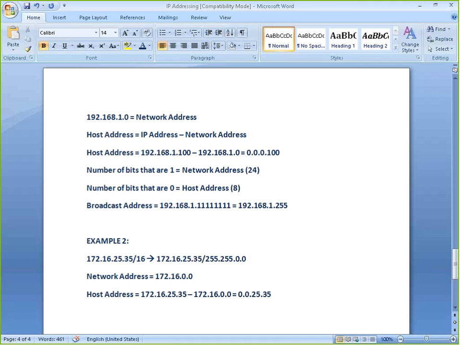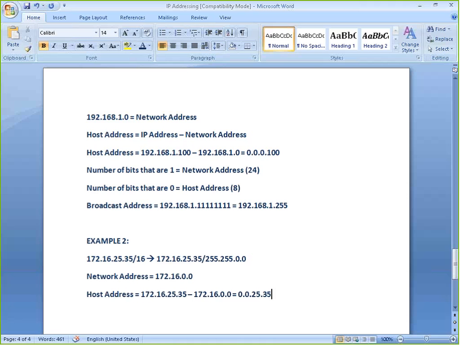Is it pretty straightforward? Simple enough to understand? Okay, great. So this is how you calculate the host address. Now let's talk about the broadcast address. To calculate the broadcast address, we need to know how many bits are the host bits and how many bits are the network bits. That's what you're supposed to look at.